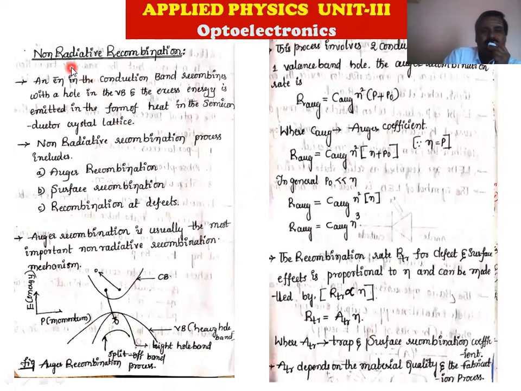Then let us learn about non-radiative recombination. An electron in the conduction band recombines with a hole in the valence band, and the excess energy is emitted in the form of heat in the semiconductor crystal lattice. Non-radiative recombination processes include Auger recombination, surface recombination, and recombination at defects. Auger recombination is usually the most important non-radiative recombination mechanism.